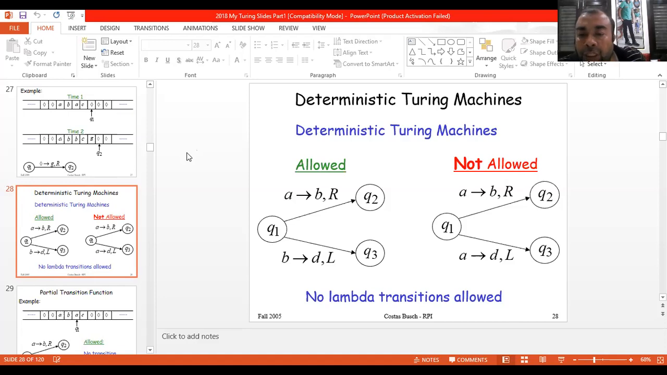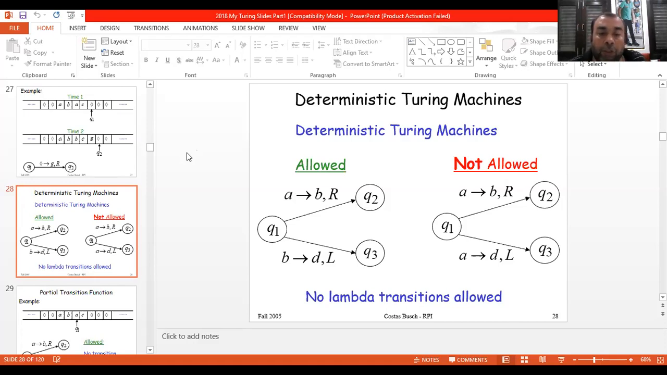But in this case, not allowed means that you are in state Q1, you are reading A from the input tape, and you convert A into B and move towards the right hand side, and you change your state from Q1 to Q2, and at the same instance of time, you are converting A into D, moving towards the left hand side and changing Q1 to Q3. This type of moves are not allowed. It means after reading small a from the input tape, you can transit according to only one transition. Two transitions are not allowed.